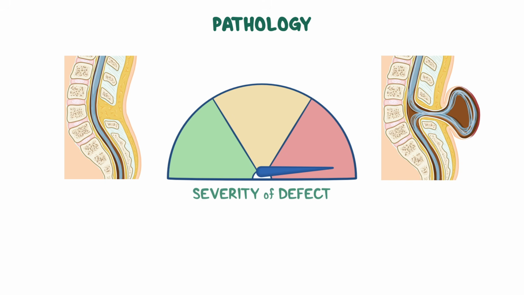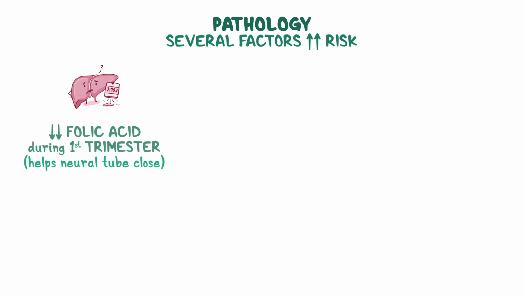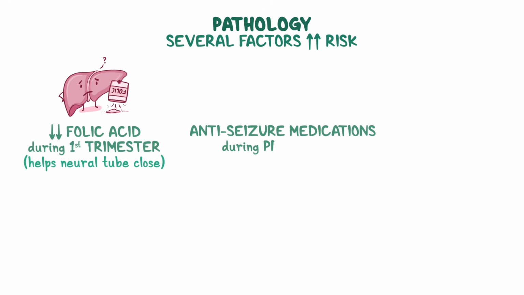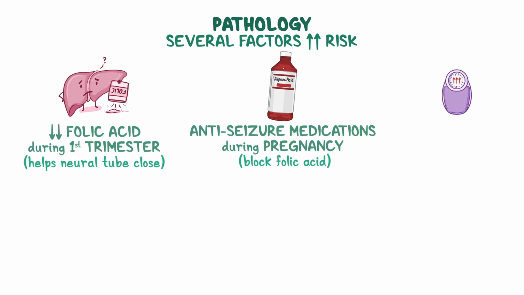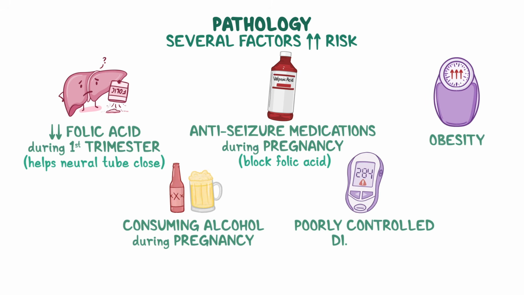The exact reason why spina bifida occurs remains a mystery, but several factors can increase the risk. The most important one is not getting enough folic acid during the first trimester of pregnancy, because folic acid helps the neural tube close properly. Next, taking certain anti-seizure medications during pregnancy, such as valproic acid, can block folic acid from doing its job, increasing the chance of neural tube defects. Other factors include obesity, consuming alcohol during pregnancy, and poorly controlled diabetes.